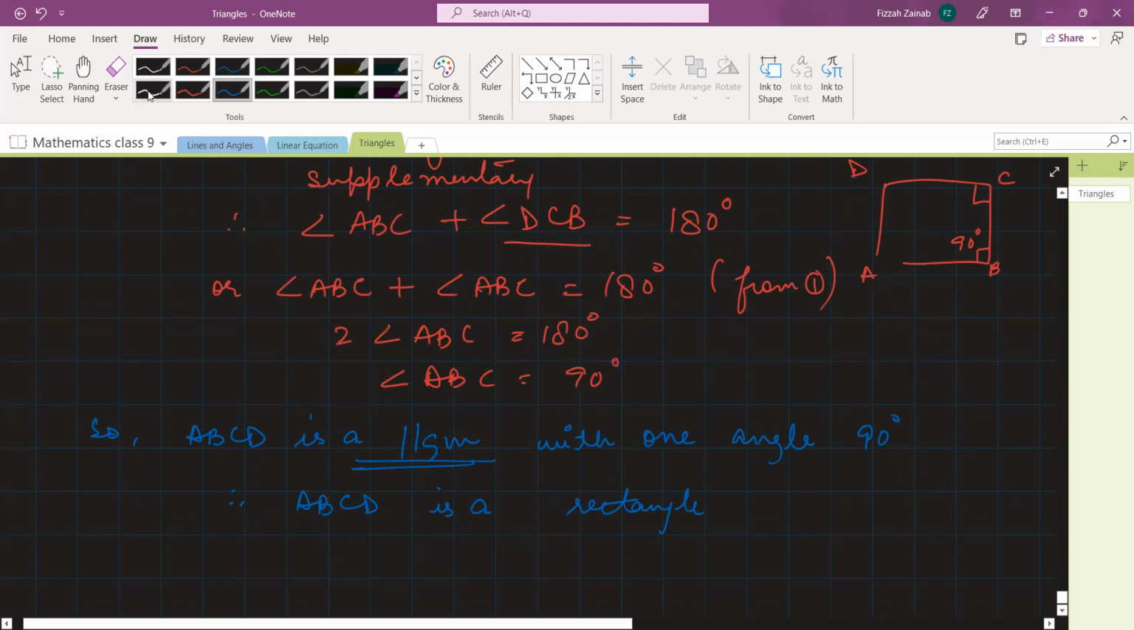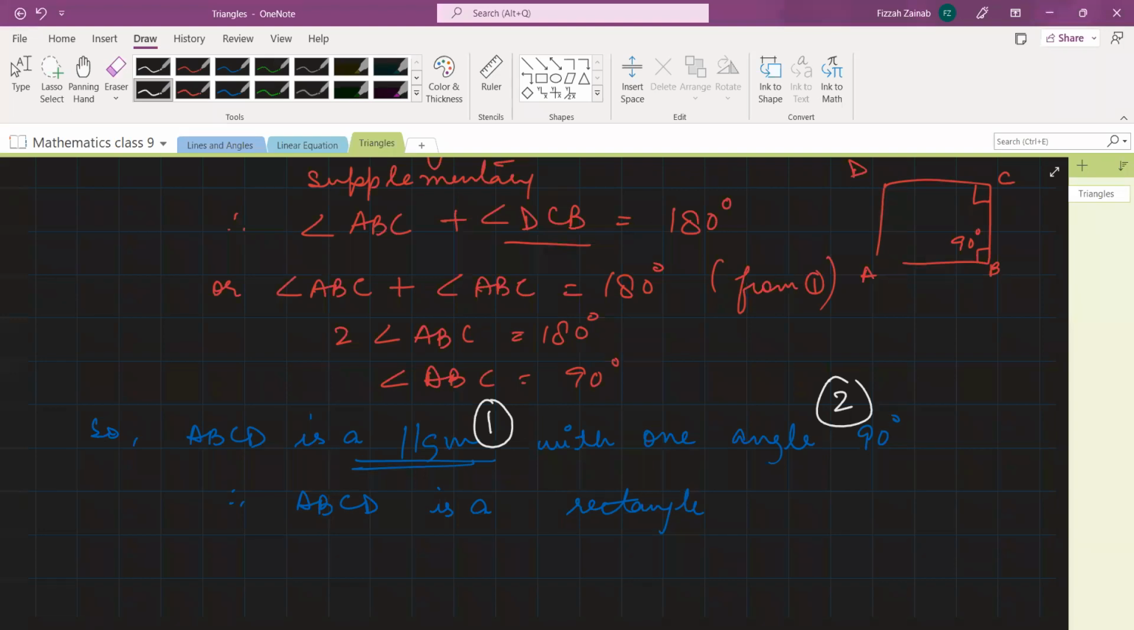So for a rectangle, please note, you have to satisfy two conditions. First of all, it has to be a parallelogram. Second, one of the angles is 90 degrees. Same for a square. You have to show that it is a parallelogram plus one angle 90 degrees. I hope you will remember. So in the case of a square also, you will do the same thing. First of all, it has to be a parallelogram and one of the angles 90 degrees. Same for a rectangle.